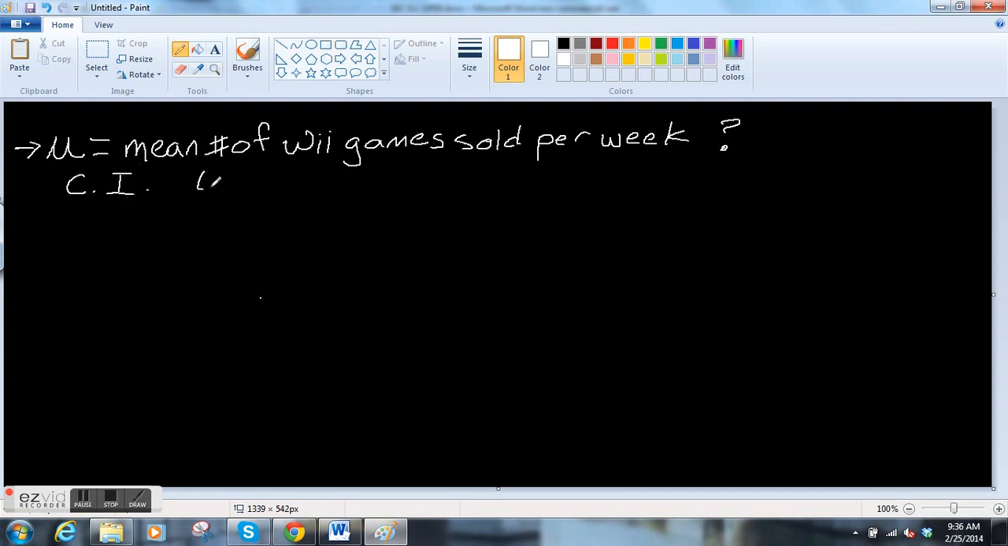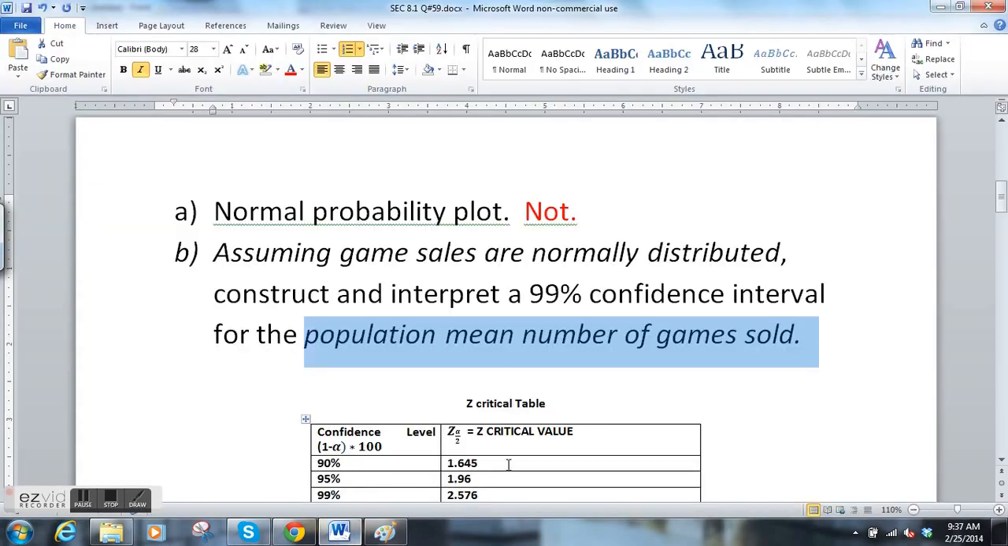Because we know that the population is normal, because they told us it was normally distributed, we can use this formula. X bar plus or minus Z critical, sometimes they call that Z alpha over 2, times sigma over the square root of n. Your book calls that Z alpha over 2. Okay? So let's go back and look at our data and fill in the gaps here.